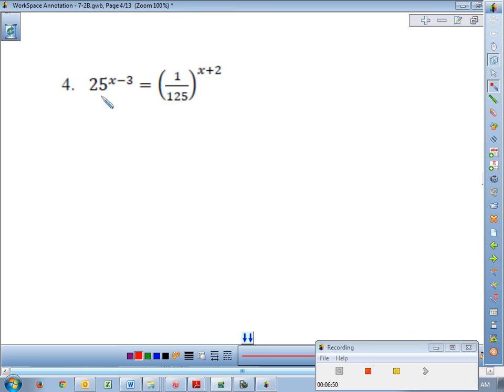Can we write them as both base 25s? Like 25 is a smaller base. Can you write 25 as a power of 125? 25 to some power equal 125, yes or no? Nope. So what can we get for the same base? Rewrite them both as base 5s.